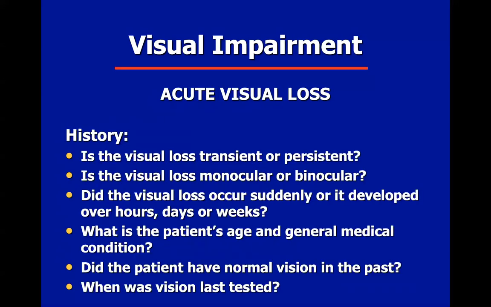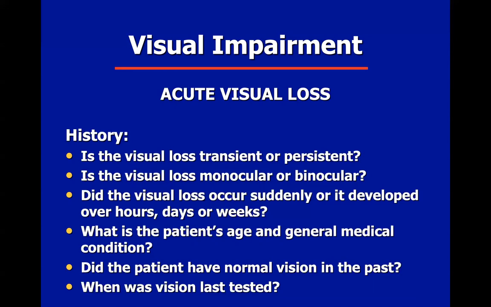So when you have someone that presents with an acute visual loss, history is essential. It is very important, the history. So you ask yourself, is the visual loss transient? Did it just come and go? Or is it persistent? Is it one eye or two eyes? Did it occur suddenly? Or was it over hours, days, and weeks? Very important to take the patient's age. The patient's general condition is also very important, even though it's the eye. But you have to remember the eye is part of the body. So the general medical condition.